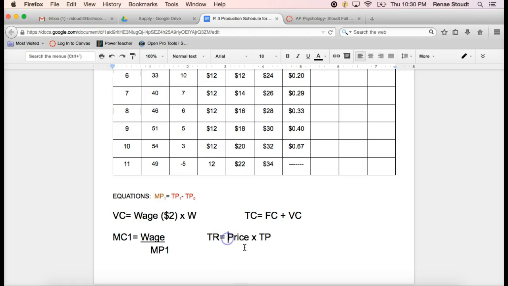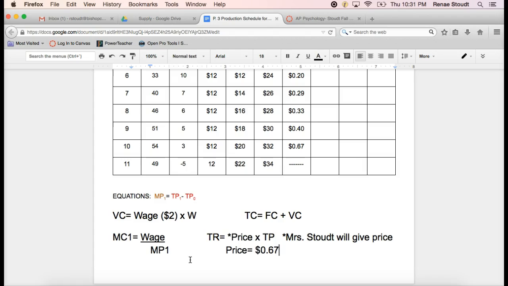Now I do want you to put an asterisk next to the price and put a little reminder for you: Mrs. Stout will give the price. I will always give the price. In this case, I'm going to say that the price is 67 cents. I know it sounds like a very odd number, but it'll make sense in the end why it's 67 cents. Total revenue is price times total product. I will always tell you what the price is.